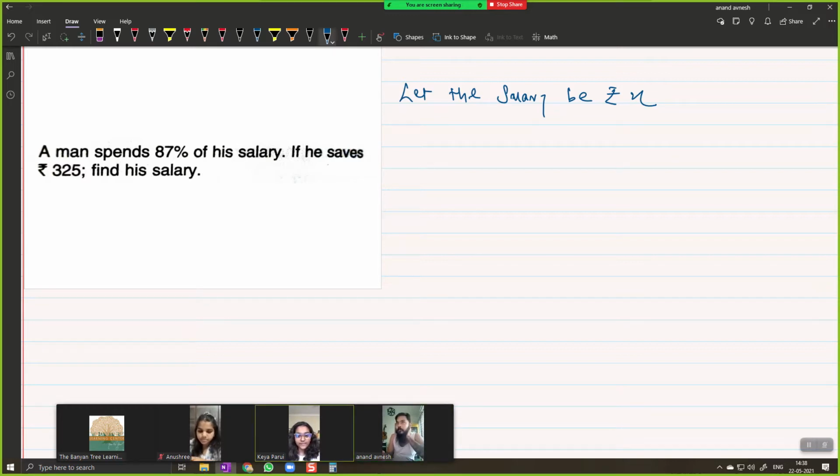87%. Okay, tell me the full statement. 87% of rupees 325 equals X. No. This is his saving. His salary is much bigger. This is the saving, and this is the expenditure. Think.